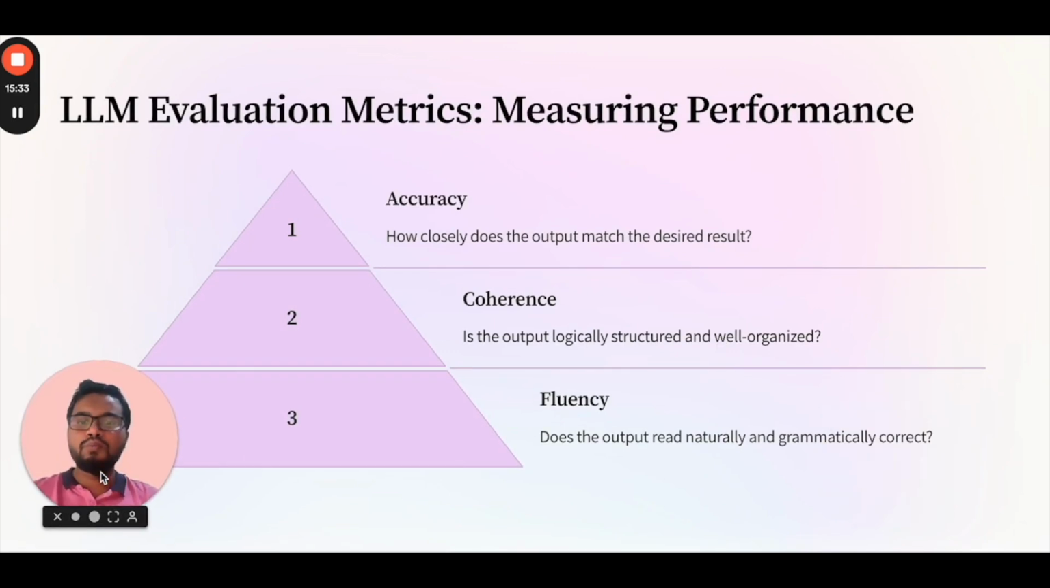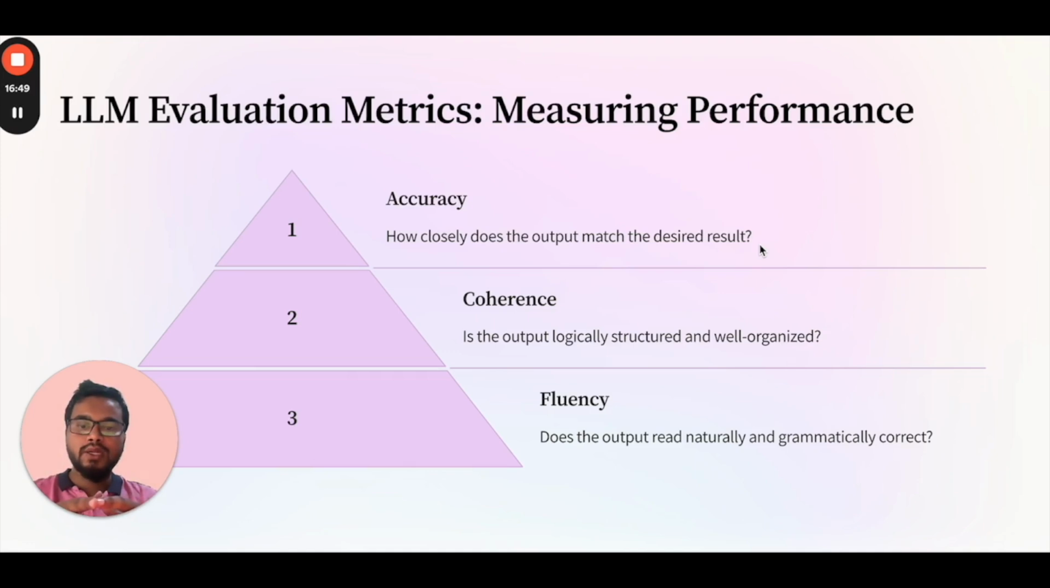So how do you measure the performance of LLMs? Number one, accuracy. How closely does the output match the desired result? Consider you have asked an LLM, can you give me the data of XYZ company in tabular format having these three columns? Check the answer of the LLM. Is it following the command? Do we have the table with three columns with whatever details you have asked for?